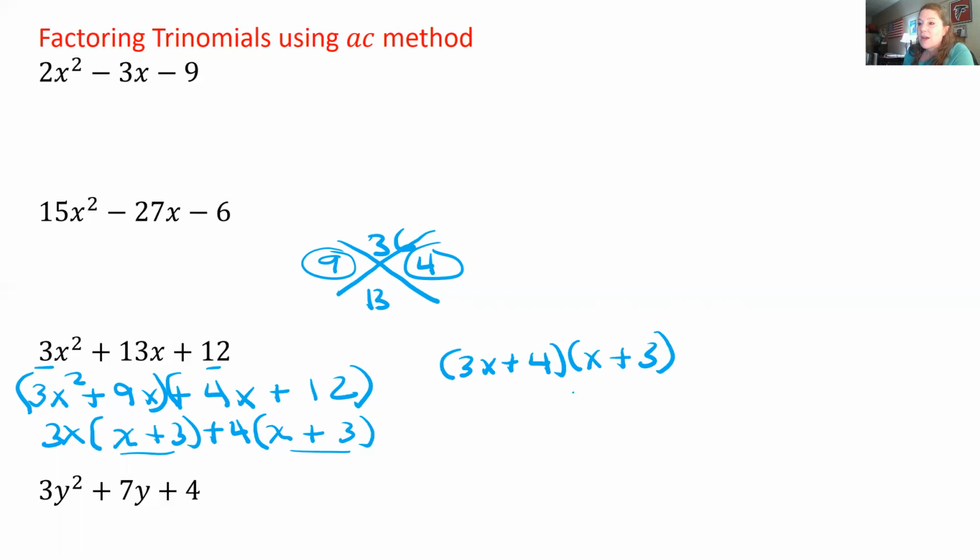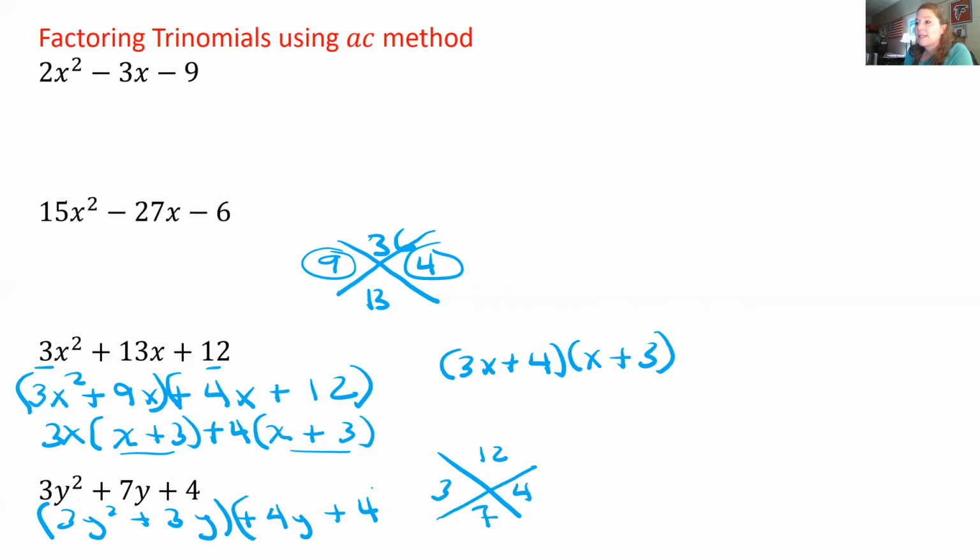Awesome. All right, we're going to multiply 3 times 4 and get 12. So we're looking for a product of 12 and a sum of 7. Did you get it? 3 and 4. So we're going to bring down 3y squared plus 3y plus 4y plus 4. And then we're going to factor by grouping. So we're going to do this and this. And I'm going to do this way over here.